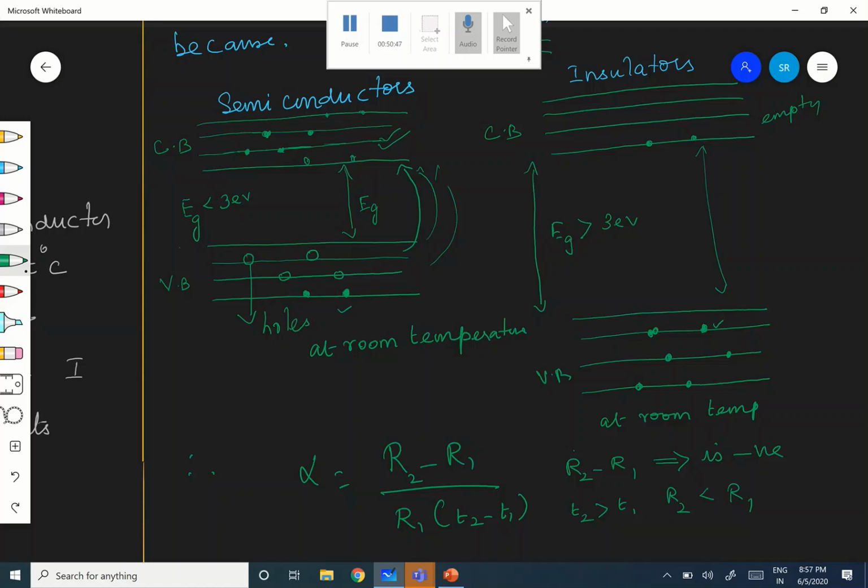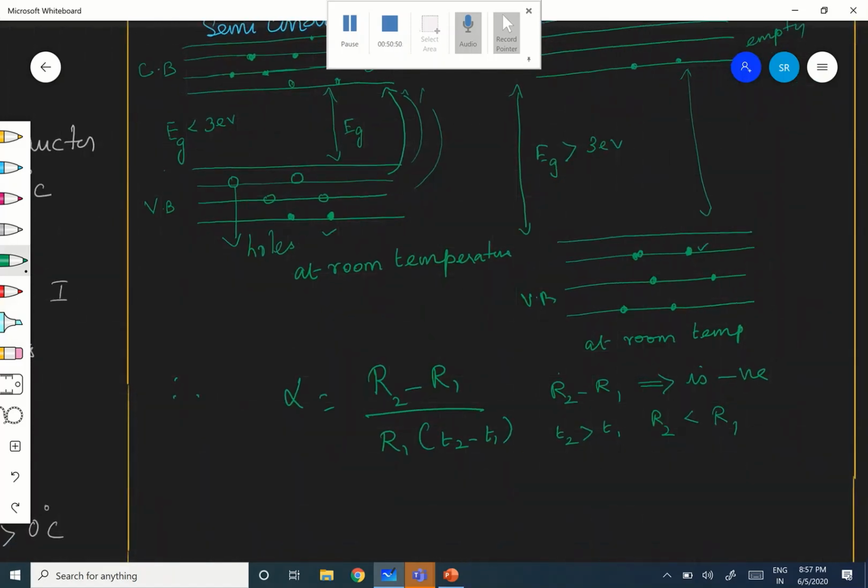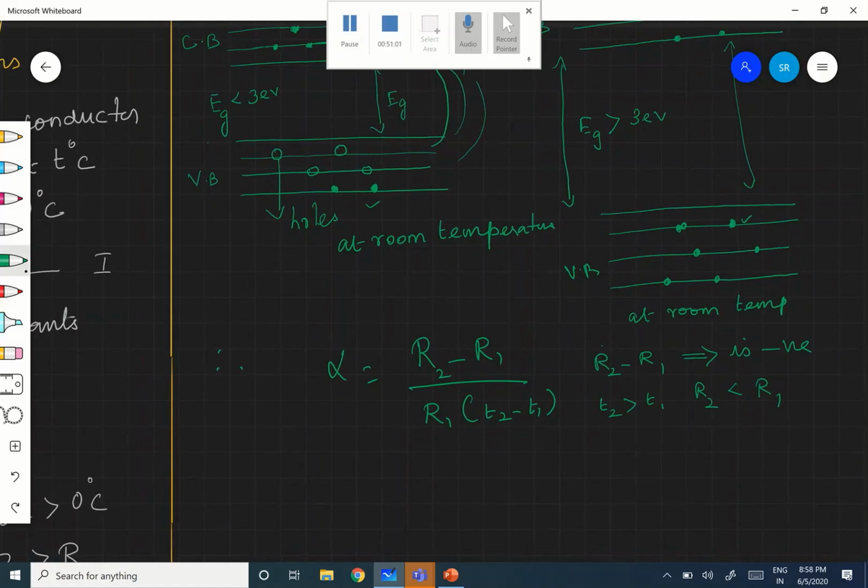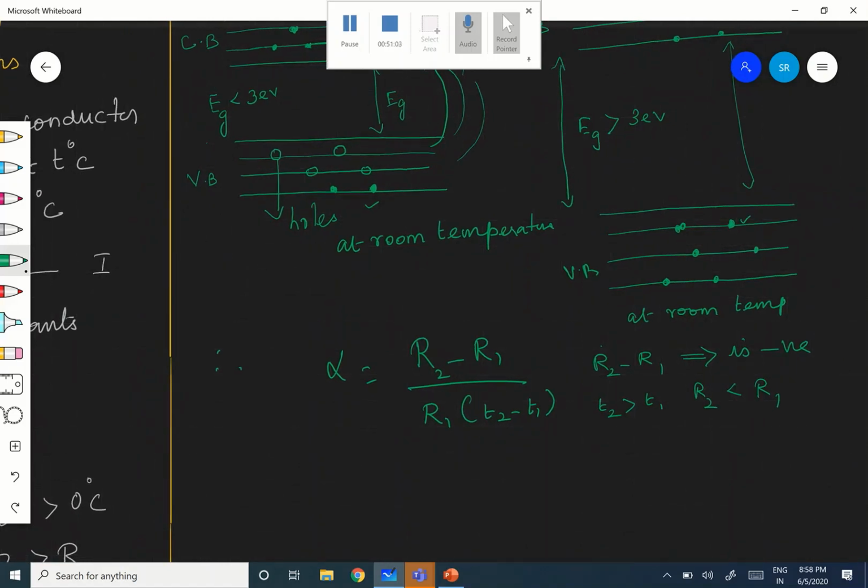So the temperature coefficient of resistance for insulators and semiconductors is negative, whereas for metals it is positive. Everything about semiconductors and insulators we will see afterwards in detail in other chapters. I have just given this to help you understand why alpha is negative, and that is why I explained it here. Now, next, a very important one is alloys.